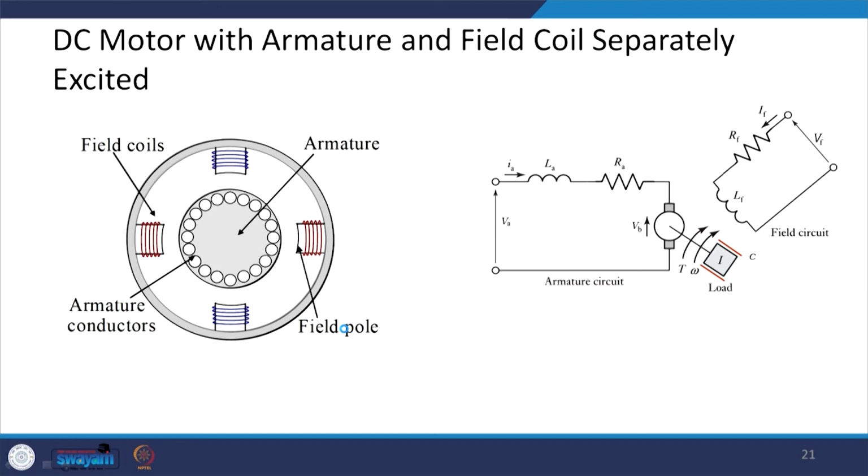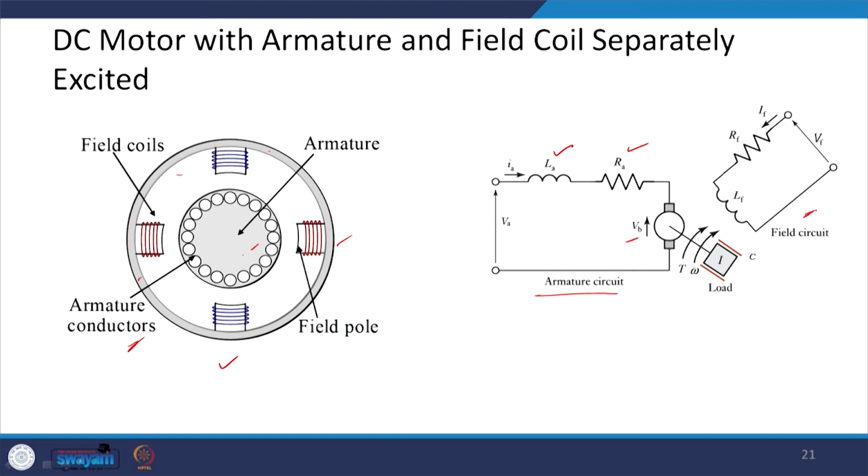Here, let us see the DC motor with armature and field coil separately excited. This indicates the schematic of the DC motor. You have the armature conductor over here, and you have the field coils over here, and this is your armature. If you model it, we have the armature circuit modeled as an inductor and resistor. This is the back EMF, and you have a load over here.